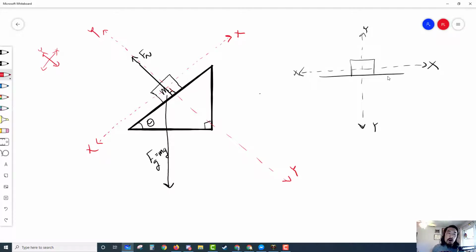Next, according to our new axes, our angled force is anything that does not belong along any of these dotted lines. And so the normal force here belongs in the y-axis.